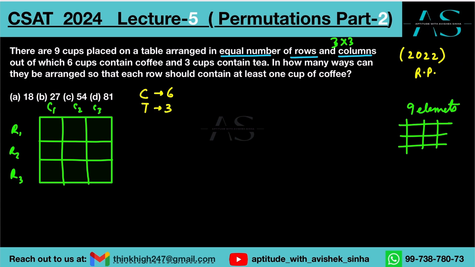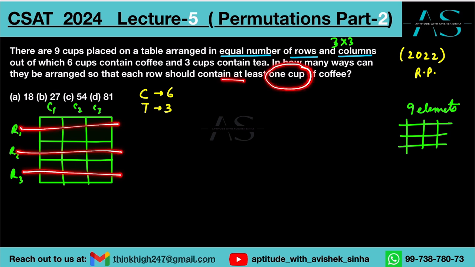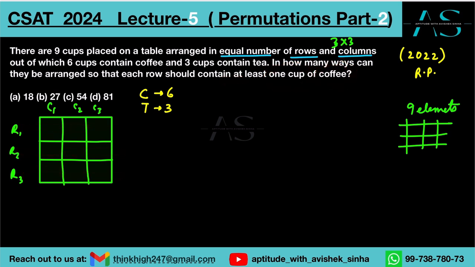Okay. How many ways can they be arranged so that each row, not column, each row contains at least 1 cup of coffee? So you cannot place these as tea, tea, tea. This is wrong, because every row must contain at least 1 cup of coffee. Now, at least 1 cup of coffee means we can start with only 1 cup of coffee and the other two have to be tea. Next, a row can have 2 coffees and a tea. Next can have 3 coffees.